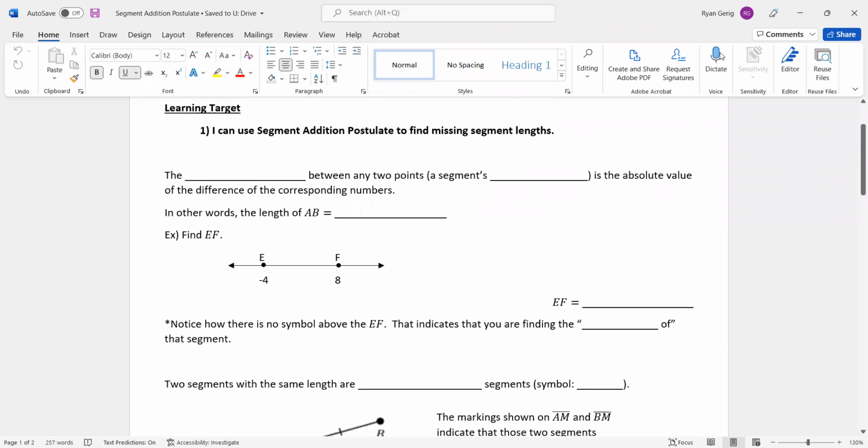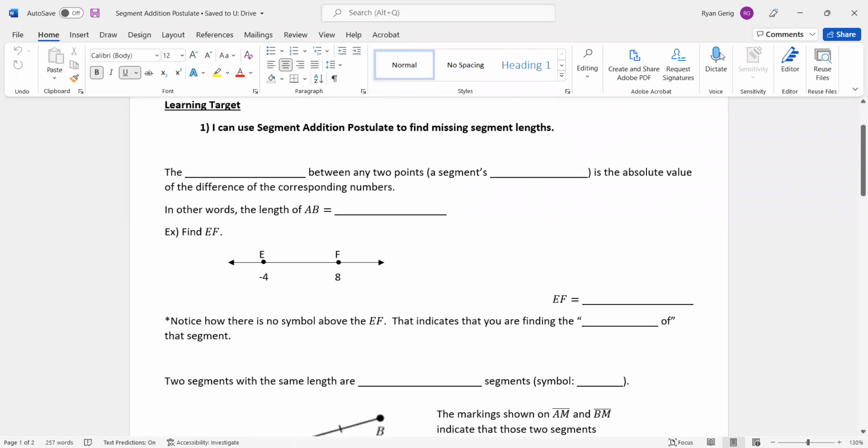So, segment addition postulate, and we're going to use that to find missing segment lengths. To do segment addition postulate, you have to understand distance a little bit. So, the distance between any 2 points is a crazy, awful definition. Okay, but first of all, before I do that, the distance between any 2 points, which is a segment's length.